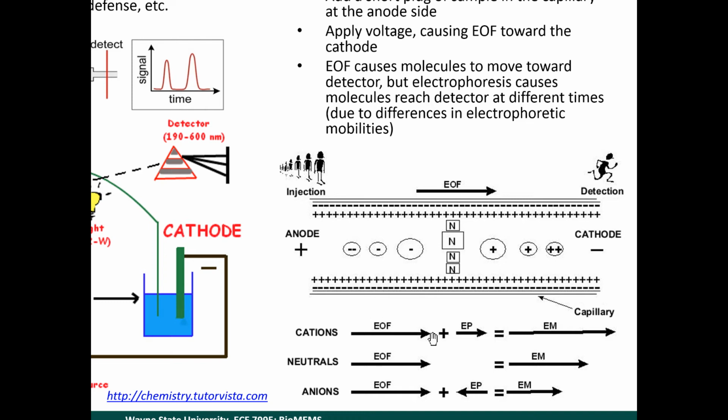However, the electrophoresis causes these things to move at different speeds. So the anions would come out last, the cations would come out first, and even within the anions, the rate of electrophoresis depends on the charge and also on the size of the molecule. So even if you just had anions in there, you could separate them out by size and charge. And that's what's done with DNA electrophoresis.